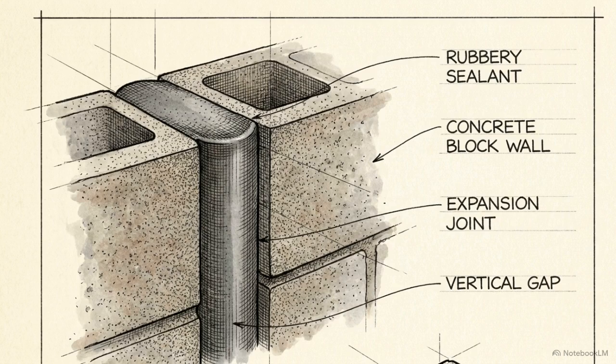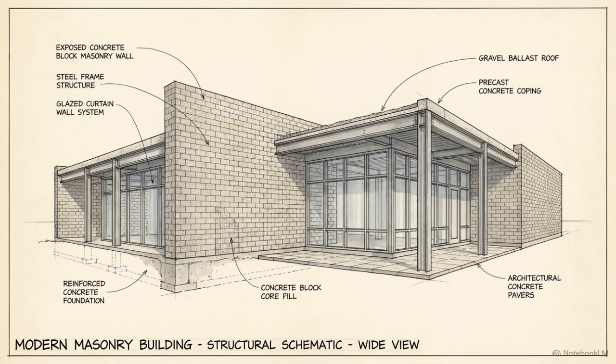Engineers cannot stop volumetric movement. They can only dictate exactly where and how it happens. A code-compliant concrete block wall is a calibrated system of dry units, yielding mortar, and calculated expansion gaps designed to survive its own internal forces.